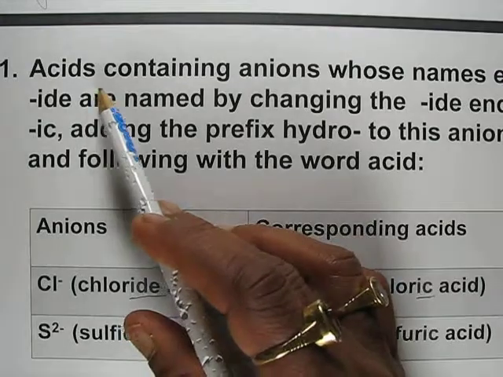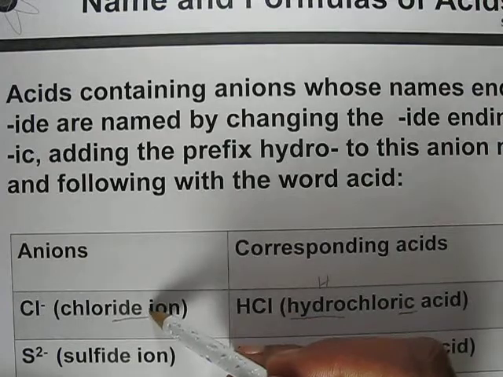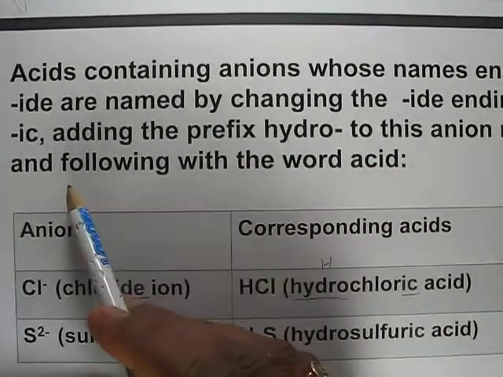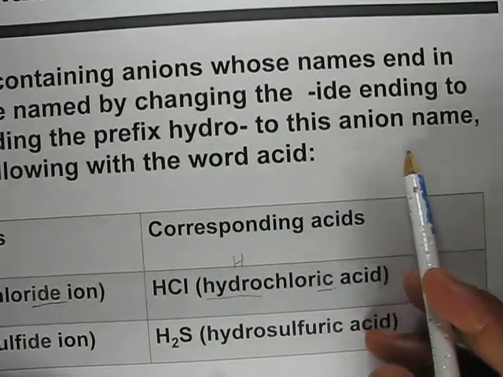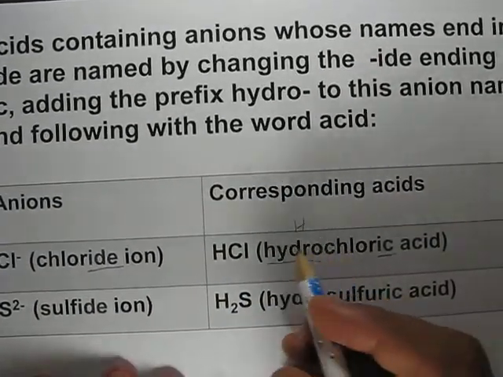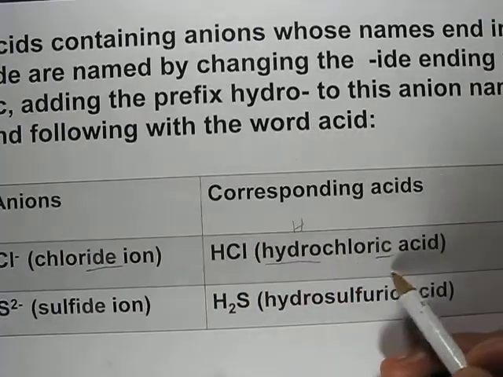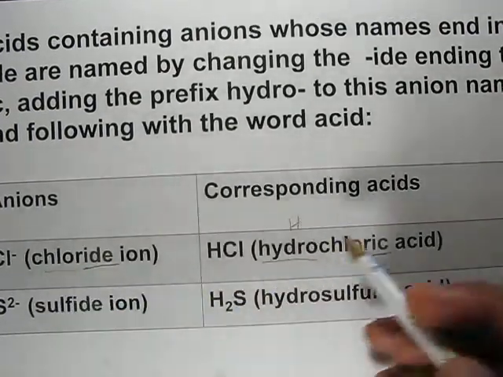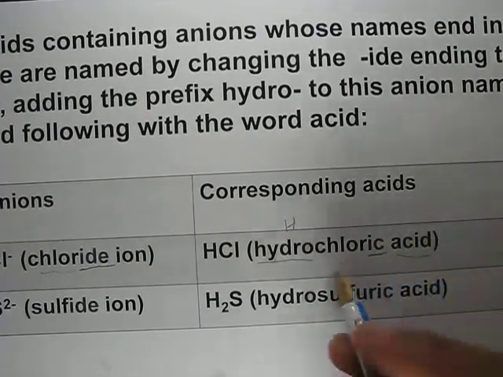So this is the rule, which says that acids containing anions whose names end in ide are named by changing the ide ending to ic and adding the prefix hydro to this anion name and following with the word acid. So we added hydro and changed the ide into ic, the remaining center word remains the same, chloro, and then we have to add acid. So hydrochloric acid, like this one.